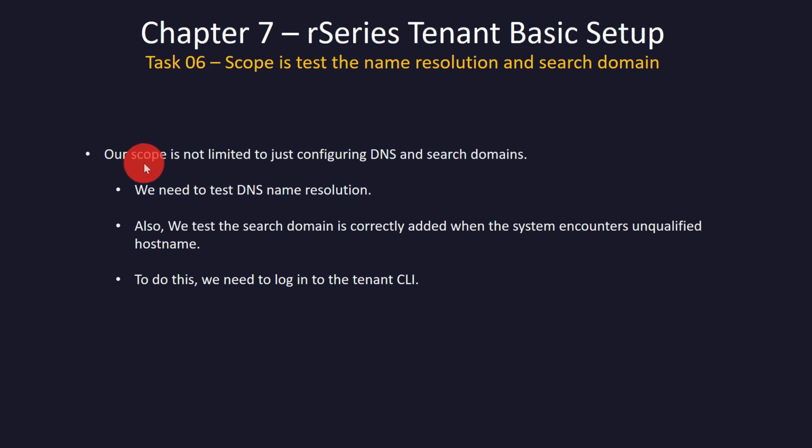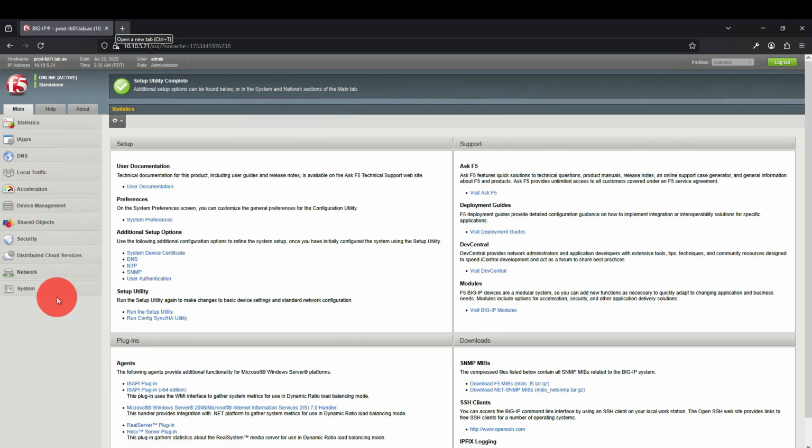Our scope is not limited to just configuring the DNS and search domains. Also, we need to test the DNS name resolution and that the search domain is correctly added when the system encounters an unqualified hostname. Alright, to test this, we need to log into the tenant CLI. Important point to note here. By default, CLI terminal access for the admin account is disabled. We have to enable it in order to access the CLI.